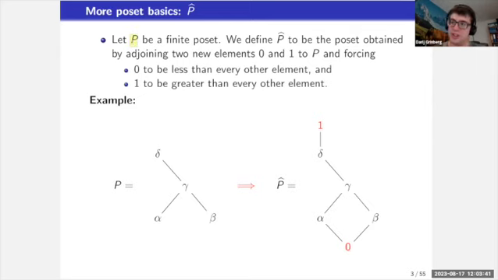Now, here is a construction that's very simple, but we will use it a lot. Given a finite poset P, we define P hat to be the poset P with two extra elements adjoined: an extra element called 0, which is smaller than everything, and an extra element called 1, which is larger than everything. So we just put our poset inside an interval, so to speak.